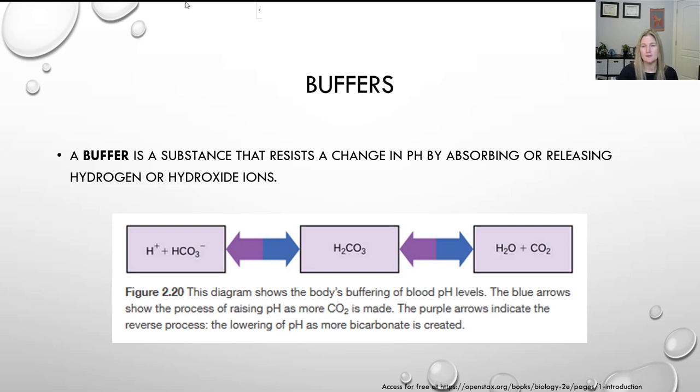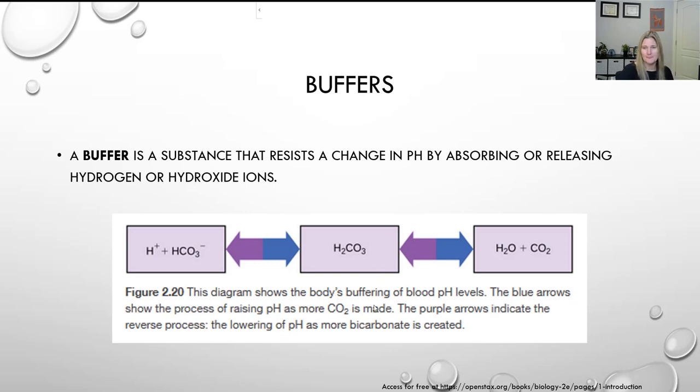So we can see here is an example of our body's buffering system of our blood pH. So if we ingest something like orange juice, which is highly acidic, how do we prevent our body from becoming more acidic? So we need buffers that will release hydrogen ions or absorb hydrogen ions to stabilize that change in our pH.